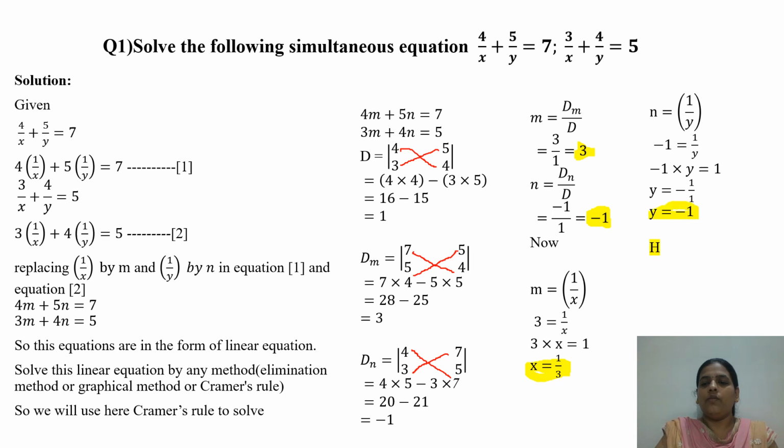Value of x and y variables. Okay, hence the solution is what? x is equal to 1 upon 3 and y is equal to minus 1.